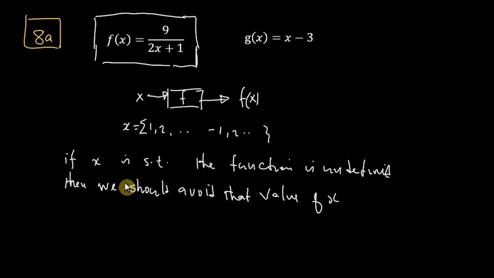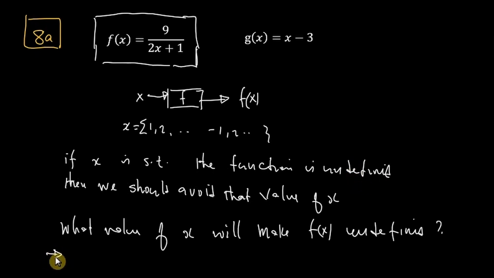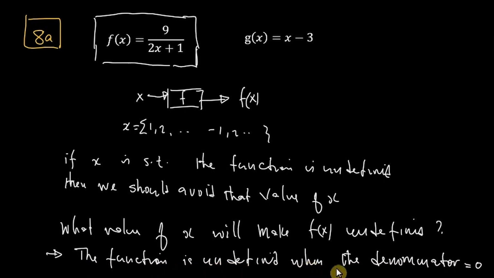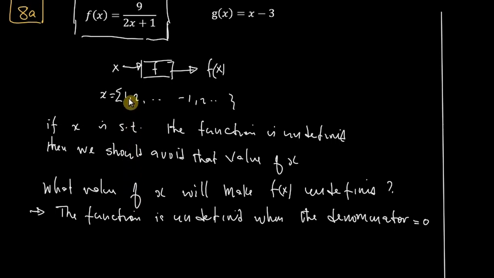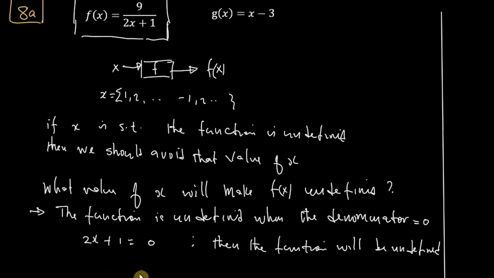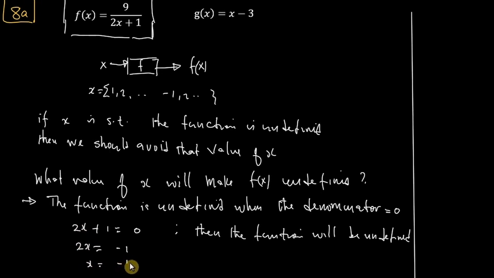Now, recall that I said if x makes the function undefined, then we cannot use that value of x. And we note that the function is undefined when the denominator is equal to 0. So the question is really asking us to find the value of x which will make the denominator of this function equal to 0. That is, if 2x plus 1 is equal to 0, then the function will be undefined. So by simple algebraic manipulation, we get 2x is equal to -1, therefore x is equal to -1 over 2.